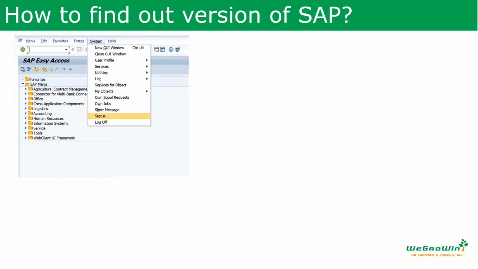Because we saw the introduction, no? SAP S4 HANA 1609, then earlier ECC 506, like this, many versions are there. You should know what version you are working on. So how to find out the version? This is the simple method to find out the version.